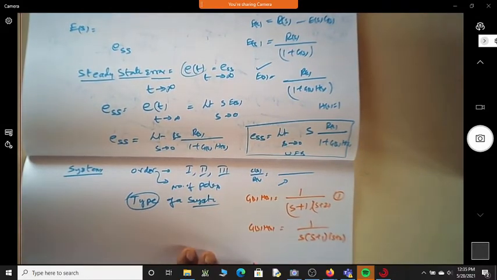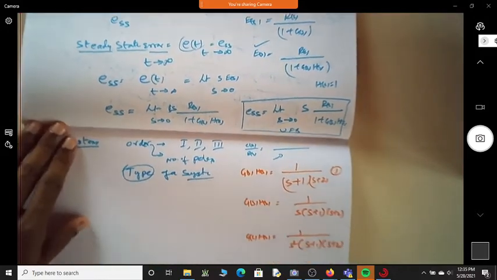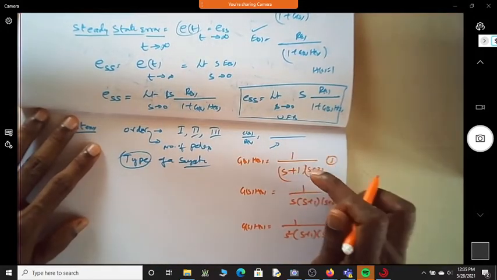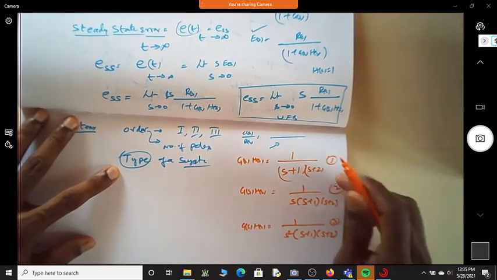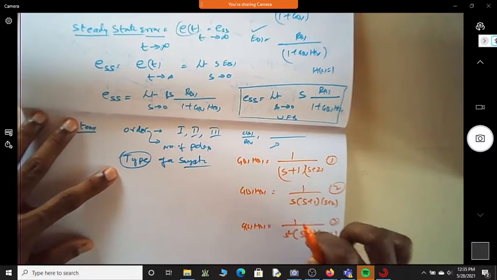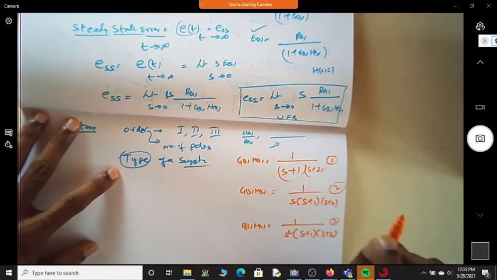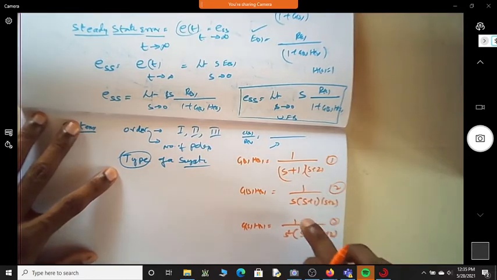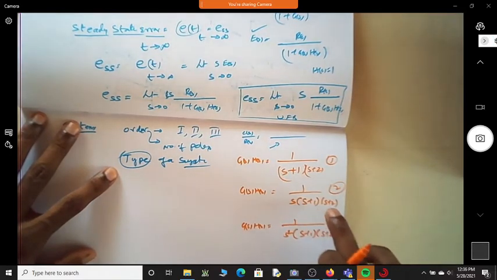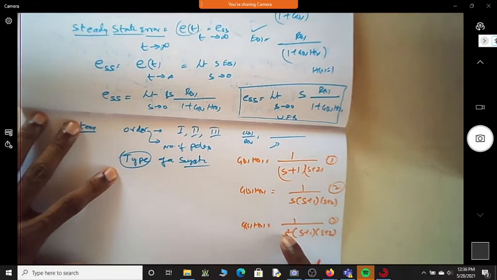You consider the third one, G(s) H(s) equal to 1 over s squared into (s plus 1)(s plus 2). Now, what is the difference between the 1, 2, 3 expressions? The number of poles are 2, 3, 4. Have a close look at their position. You have poles at -1, -2. You have poles at the origin, -1, -2. You have two poles at the origin and -1, -2.